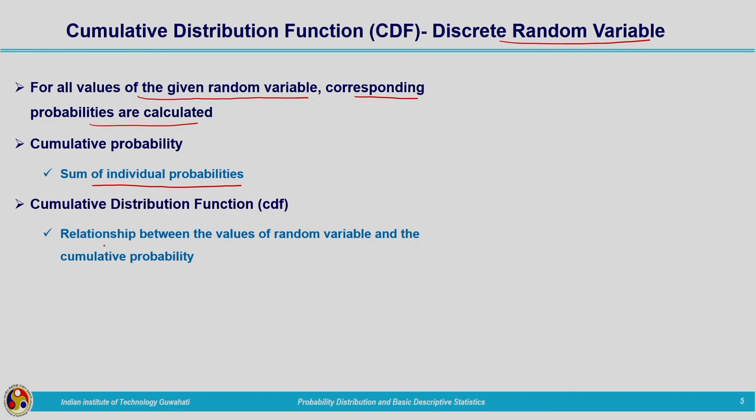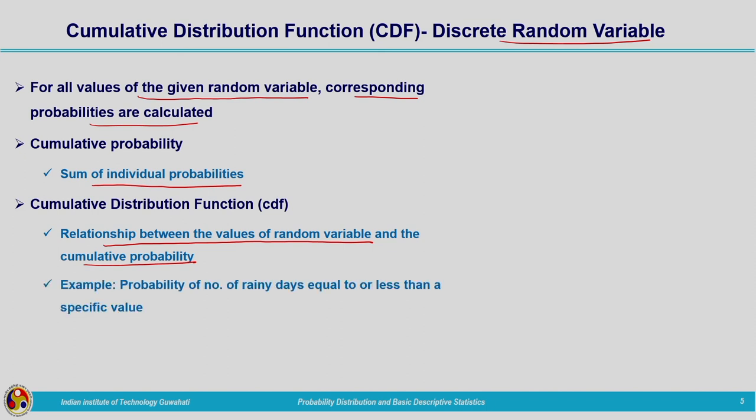CDF is nothing but the relationship between the values of the random variable and the cumulative probability. In the previous case, we were finding the relationship between the random variable and the corresponding associated probability. But in the case of the cumulative distribution function, we are finding the relationship between the random variable and the corresponding cumulative probability rather than the individual probability. An example is the probability of the number of rainy days being equal to or less than a specific value.